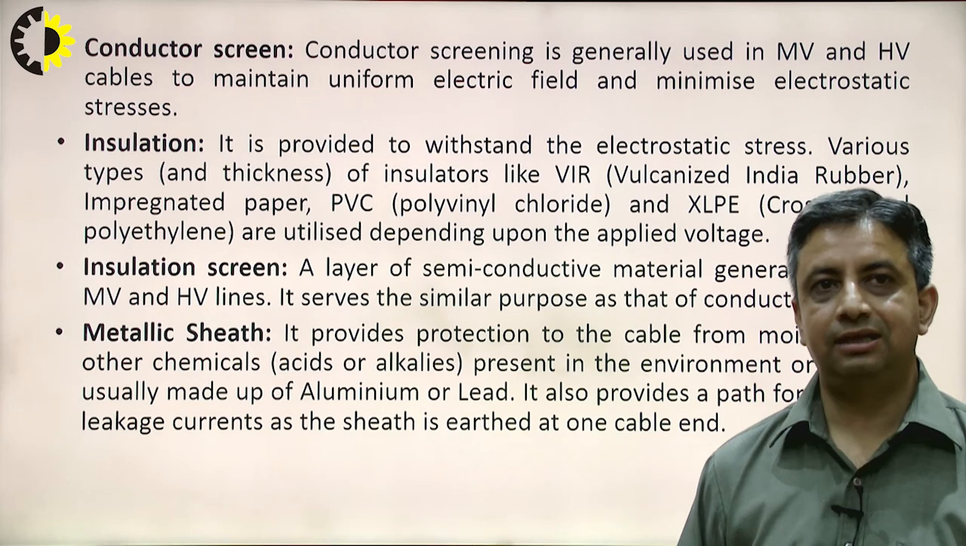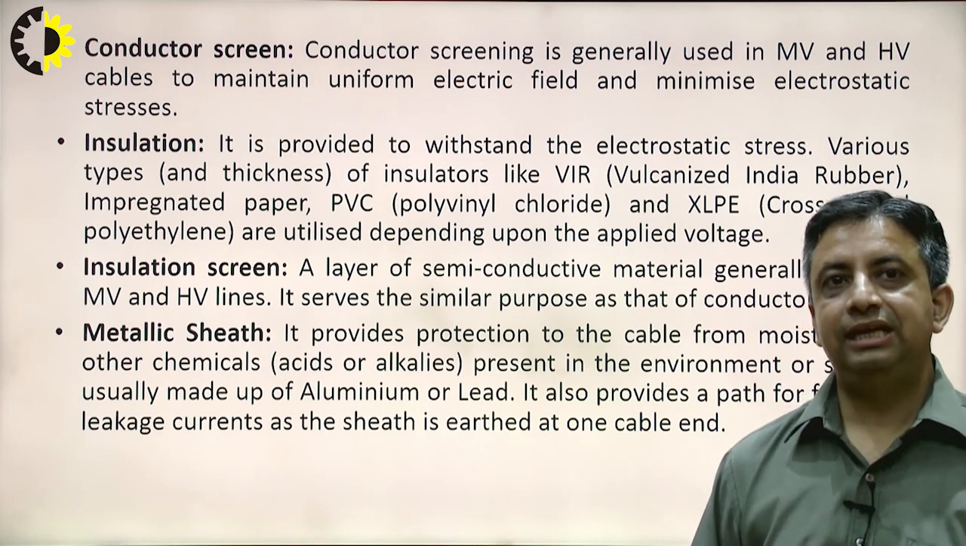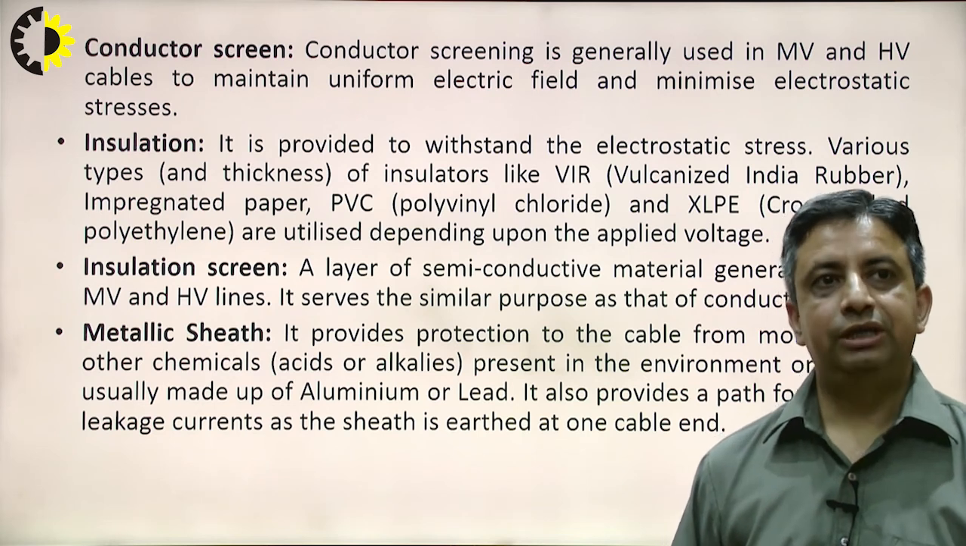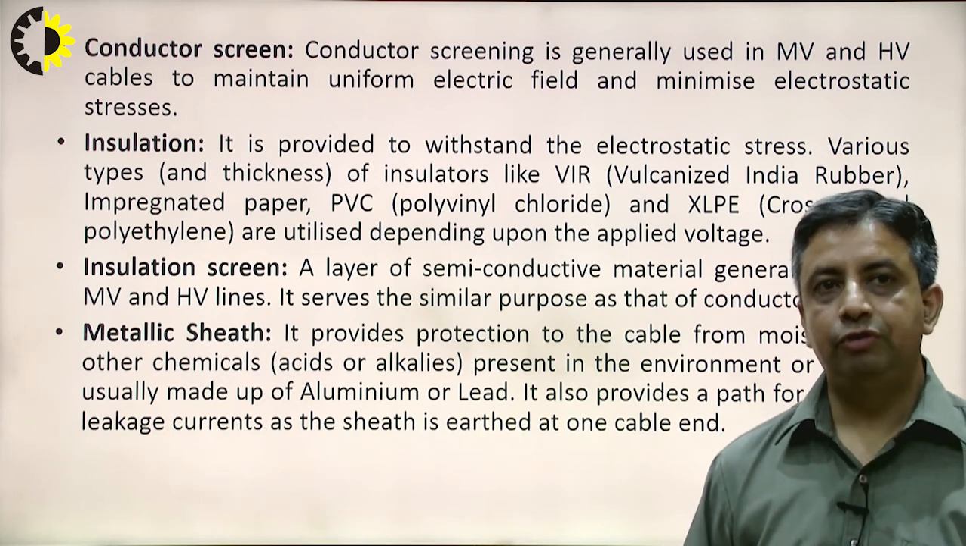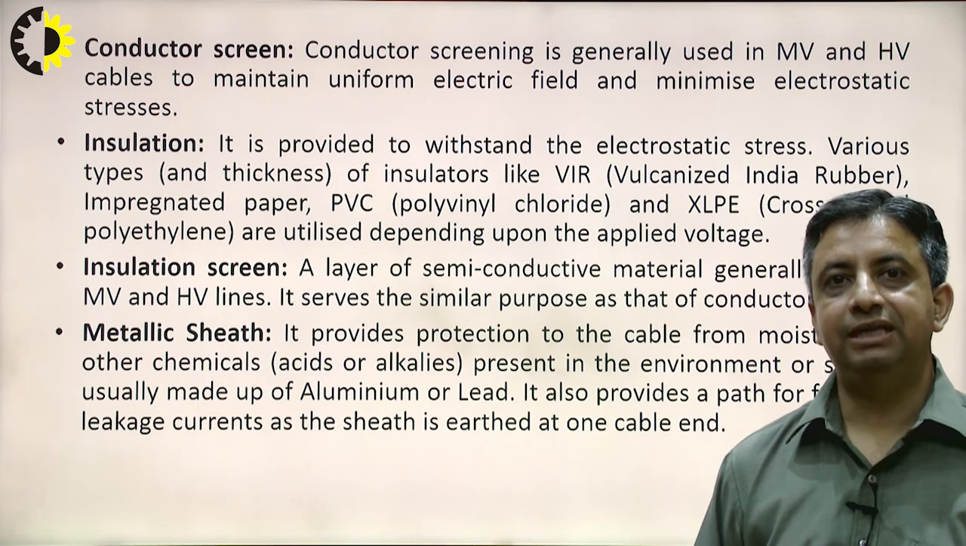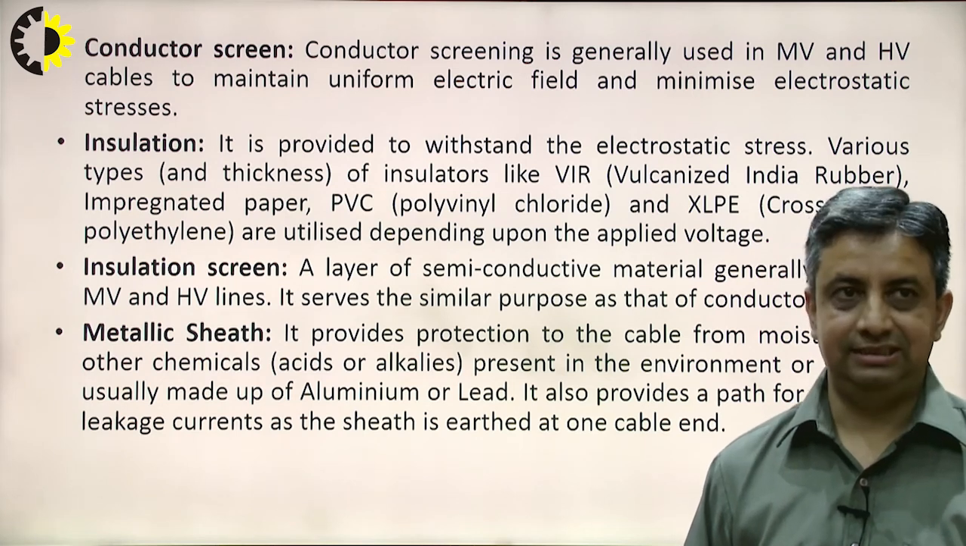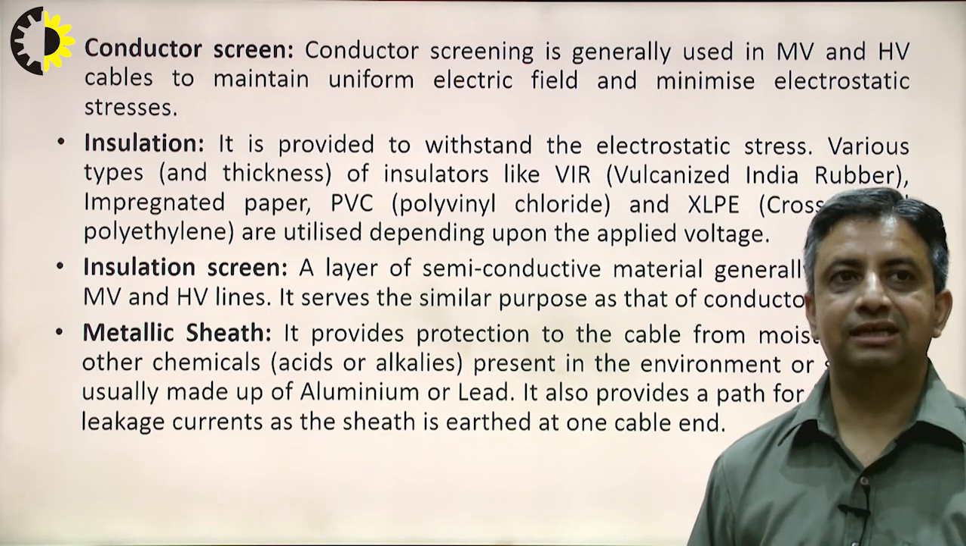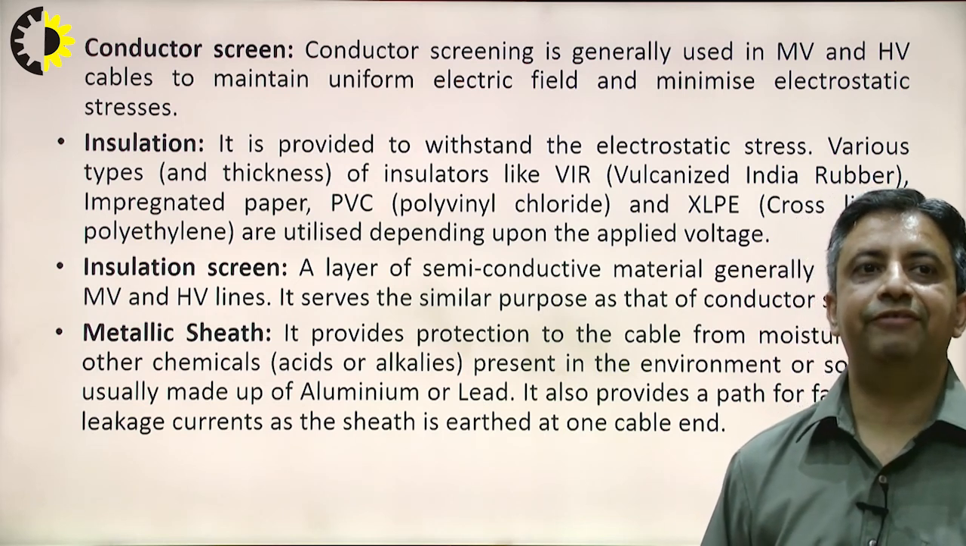First is the conductor screen. Conductor screening is generally used in the case of high voltage cables to maintain a uniform electric field and to minimize the electrostatic stresses. So here the first protective layer is this conductor screen. Over this we have insulation.